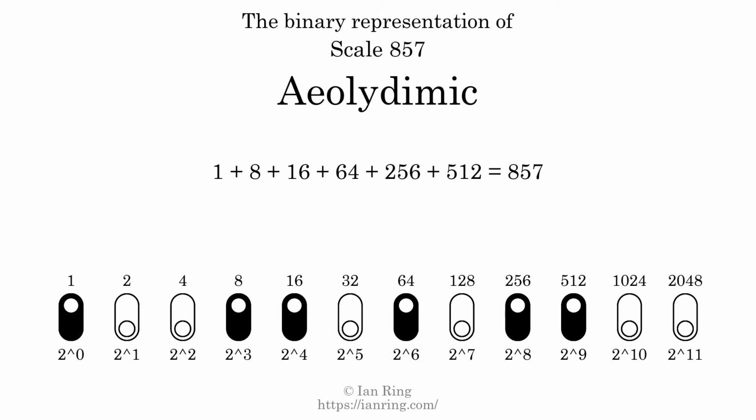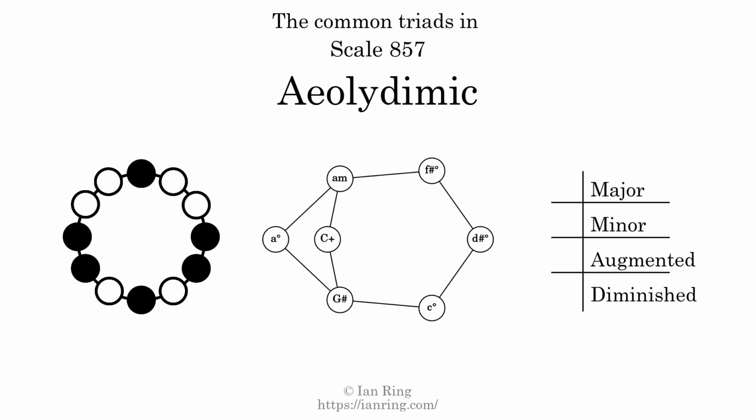The scale number not only enumerates the scale with a unique index, but it also literally describes the tonal content of the scale. Represented as a binary number in base 2, the scale number is 001101011001. Here are the common triads present in this scale.